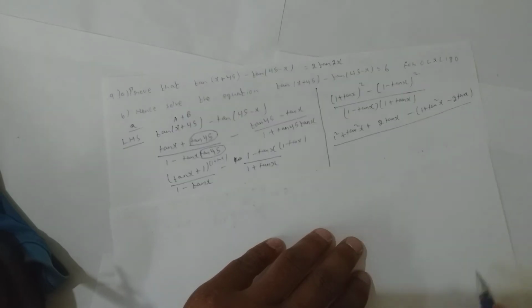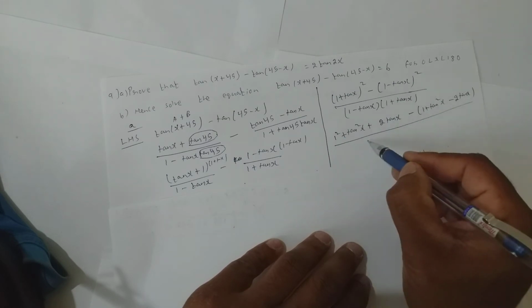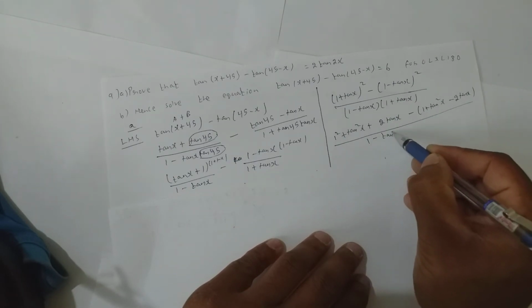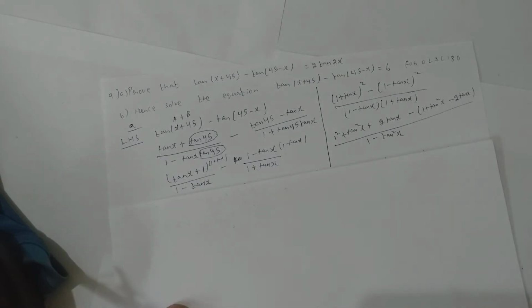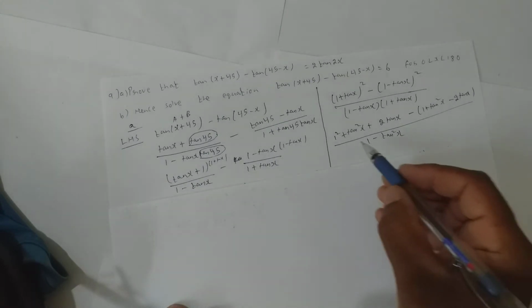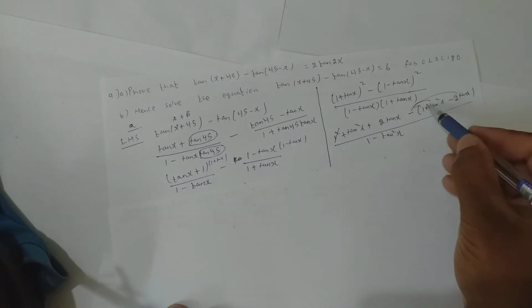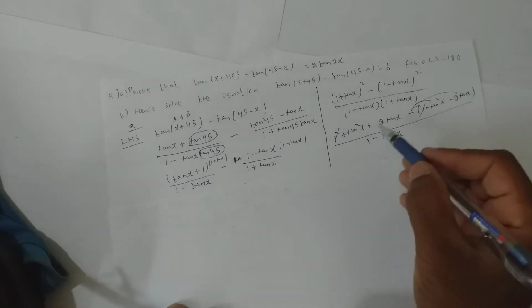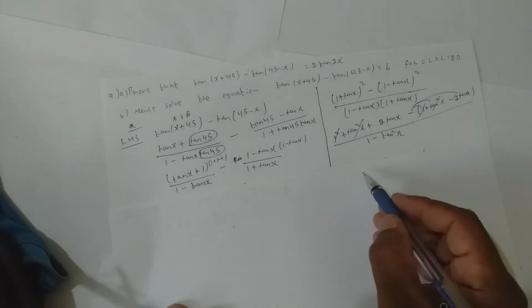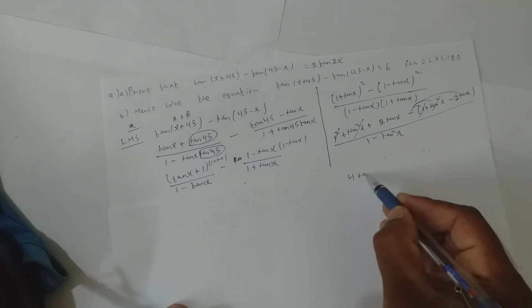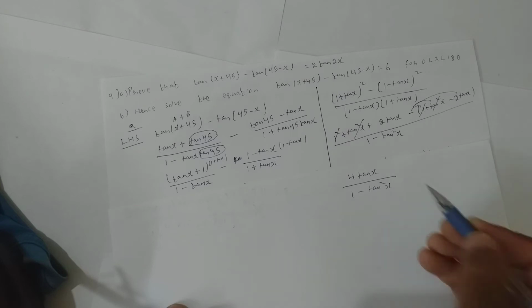By, now which form is it? (a + b)(a - b) is a squared minus b squared. So it is 1 - tan squared x. Clear? Now here plus 1 and here when I multiply, minus 1 gets cancelled. Plus tan squared x minus tan squared x gets cancelled. Minus minus becomes plus. So I get 4 tan x / (1 - tan squared x).